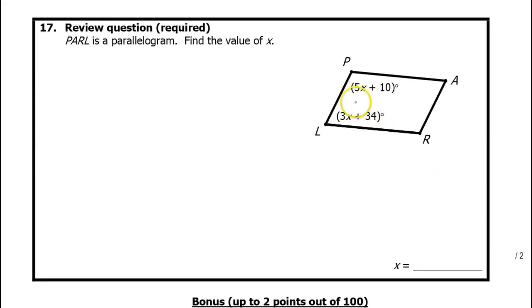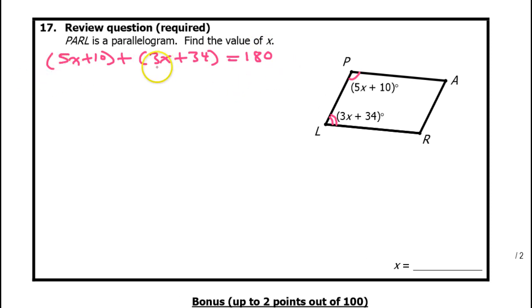Okay, so we have a review question here. So when you have a parallelogram, consecutive angles like these should be supplementary. They're not congruent, so don't just set these equal to each other, but it should be like this. Let's see, 5x plus 10 plus 3x plus 34. These should add up to 180.